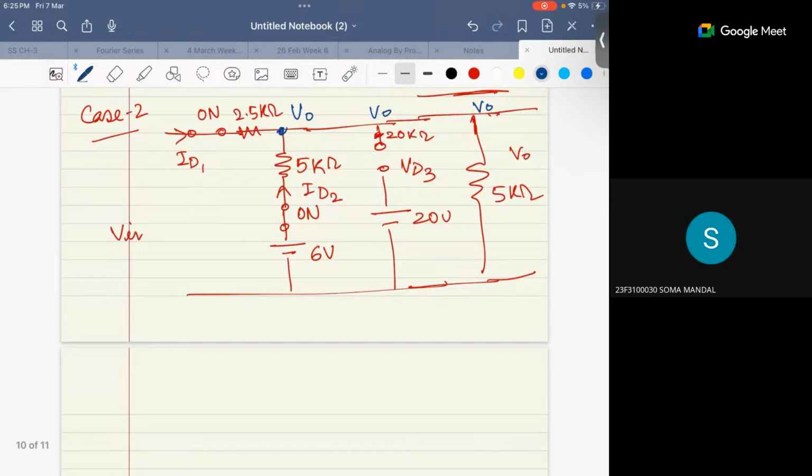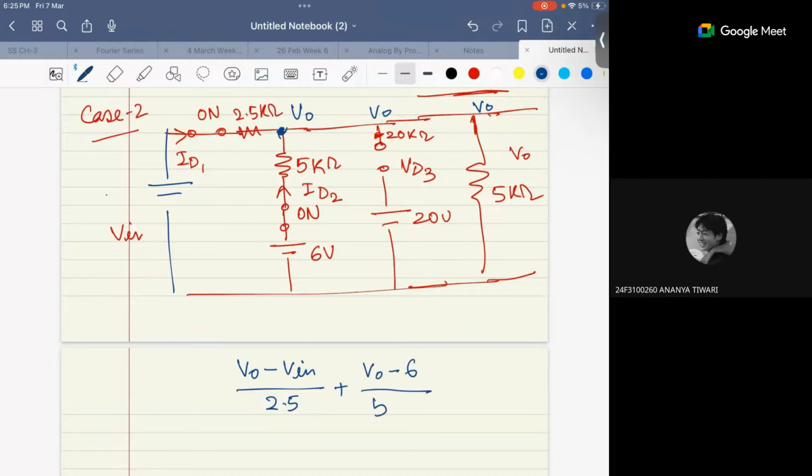The equation you can write it here, like this is attached to V input, right? So you can write it as V naught upon 2.5, plus V naught minus 6 upon 5. And one, you can write it from here, V0 by 5.